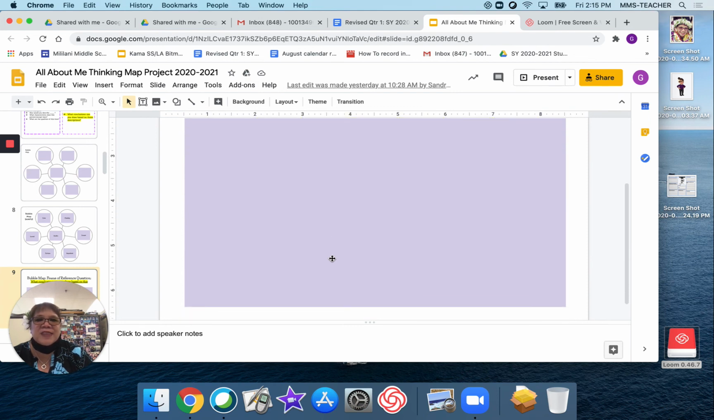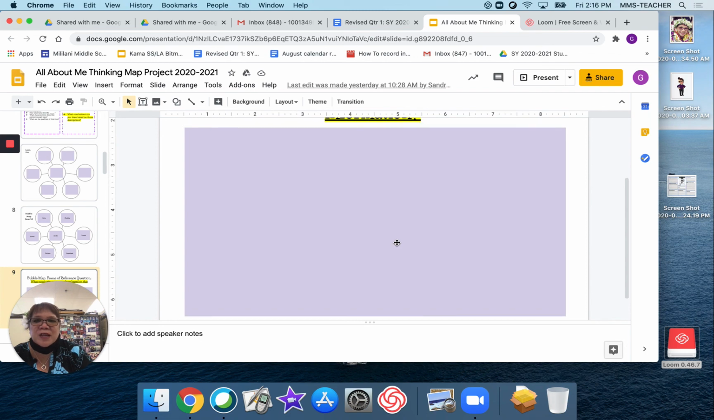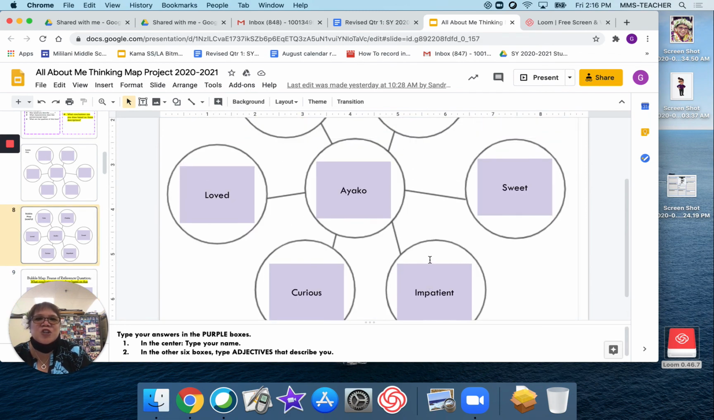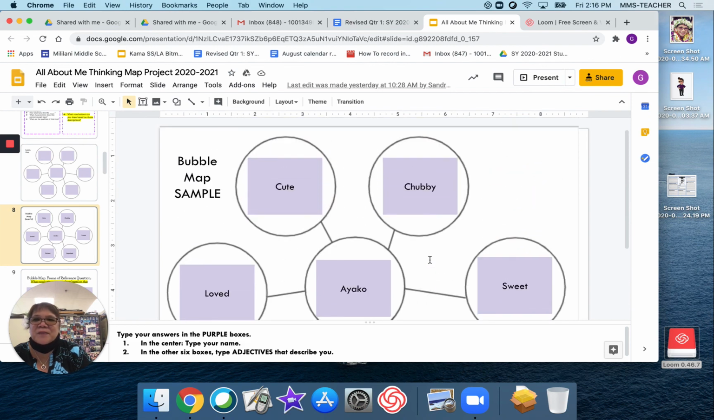Now, this is so that each of your teachers, as well as your peers, get a good opportunity to get to know each and every one of you. So that's why we're doing this thinking map project. It'll also give you an opportunity to reinforce what you learned about thinking maps.